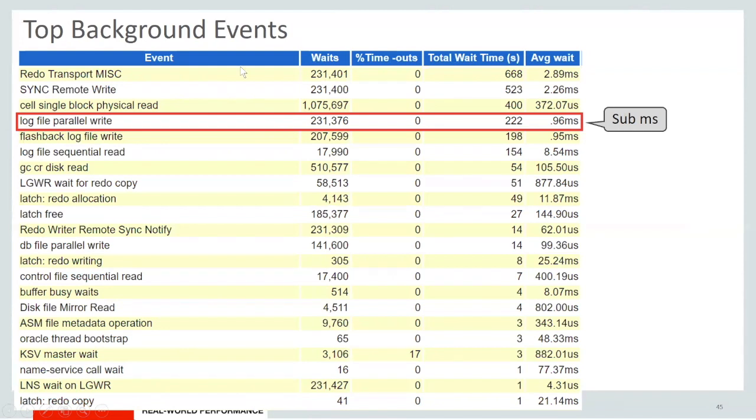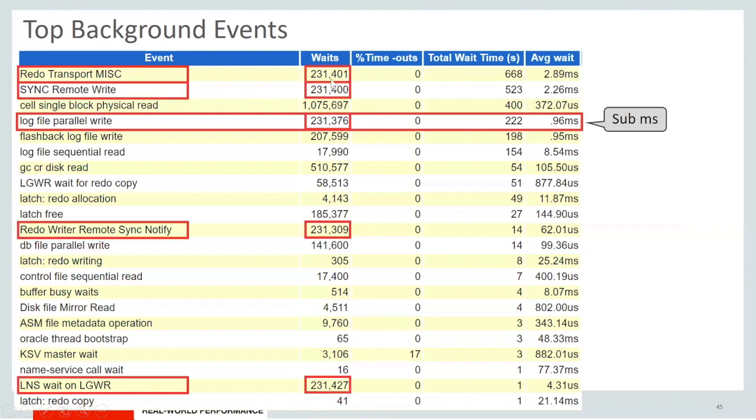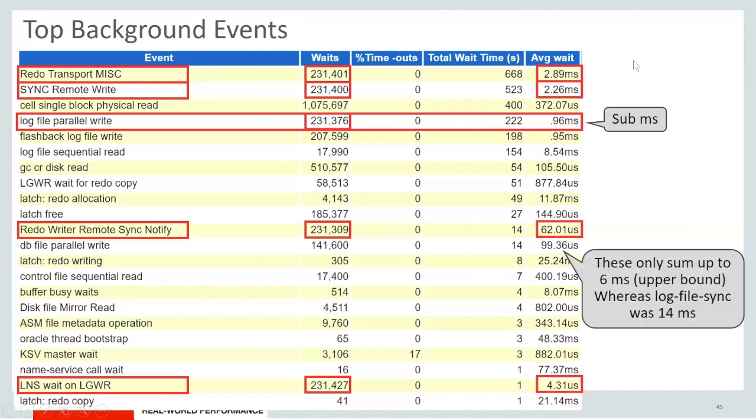In the top background wait events, I have an easy way to spot the other wait events that are related to Data Guard. Look at the number of times the logwriter performs a write event. That's also the number of times we're shipping redo to the other standby environment. So I have 1, 2, 3, 4 other wait events that happen the same number of times, and they are all the ones that have to do with Data Guard. Redo transport misc, sync remote write, writer remote sync notify, LNS wait on logwriter. Well, let's look at the wait events of those.